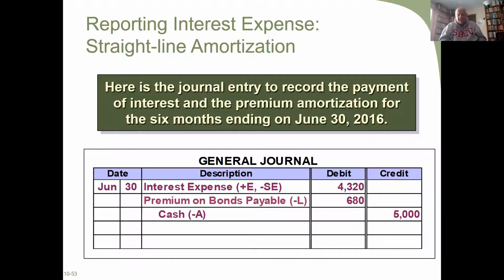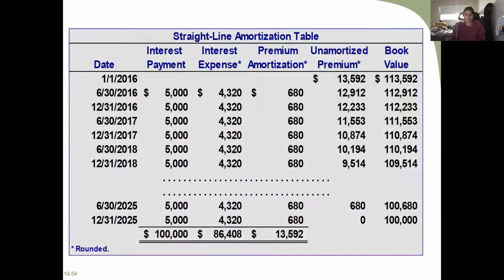And I could see a sneaky question on a test: interest expense was 43.20, coupon was 5,000. True or false? This bond sold at a premium. You would say true. I'm not going to give you any answers that are false here. Psychology, huh? Okay.